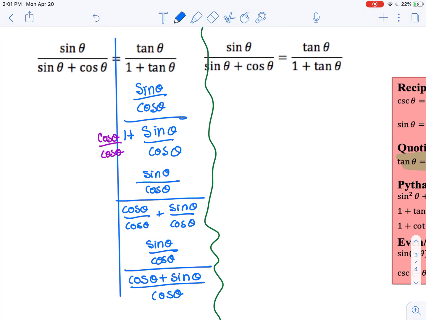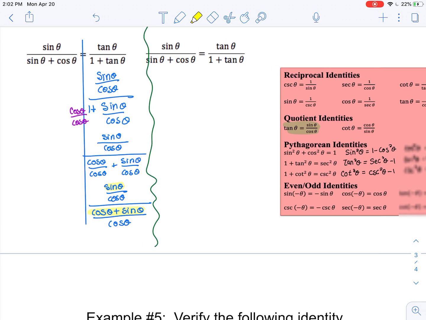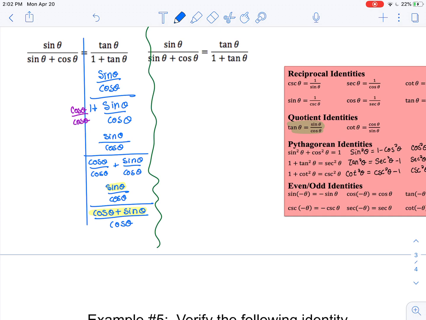So now I'm starting to see something, right? I'm looking on the left side. I need a sine theta on top and a cosine plus sine theta on the bottom. I'm seeing that I have both of those. I have the sine theta here, and I have the cosine plus sine. I need to clean up this complex fraction, and it'll probably get me where I need to be.